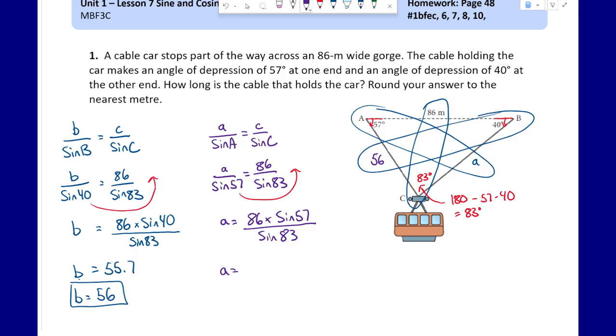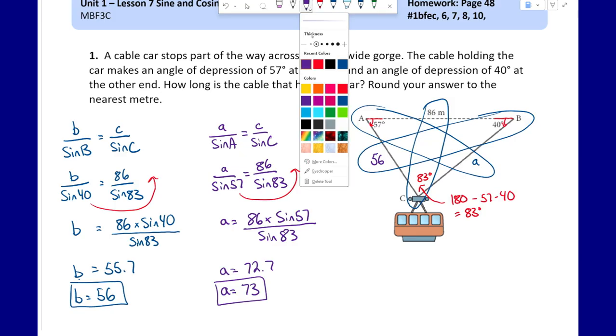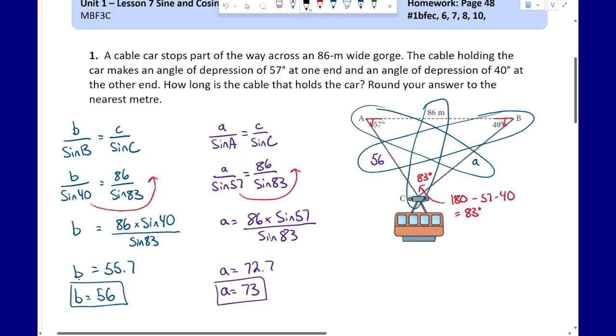Again, same calculations. Multiply everything on top: 86 times sine 57 divided by sine 83. We get 72.7, or again, rounding to the nearest meter, 73. So now I know the two pieces. I know the two side lengths of my triangle.